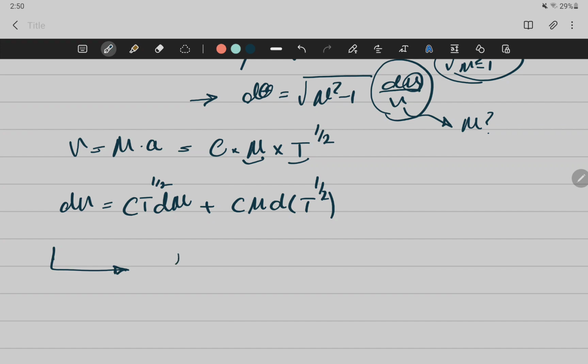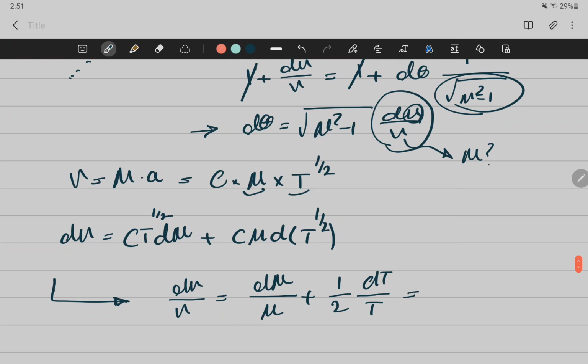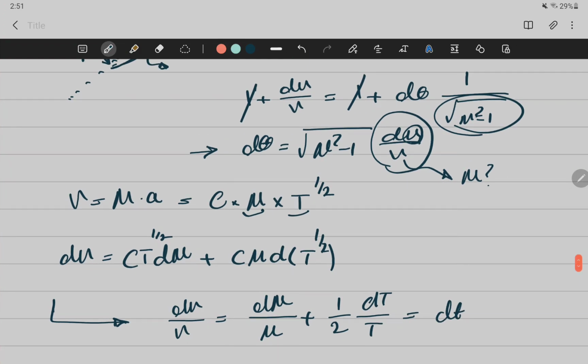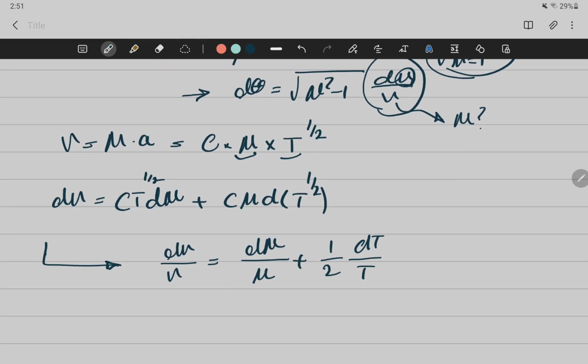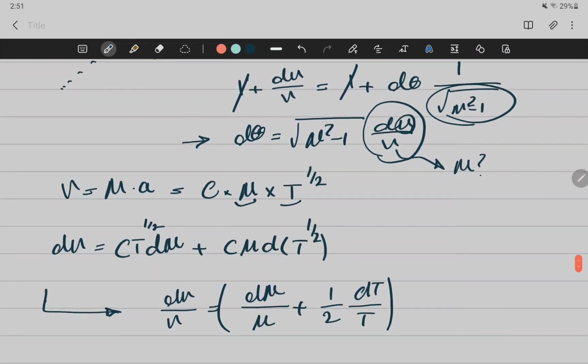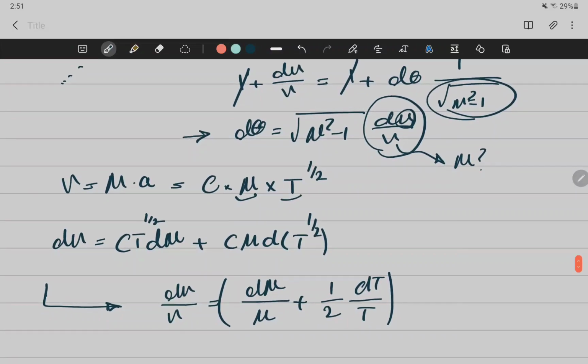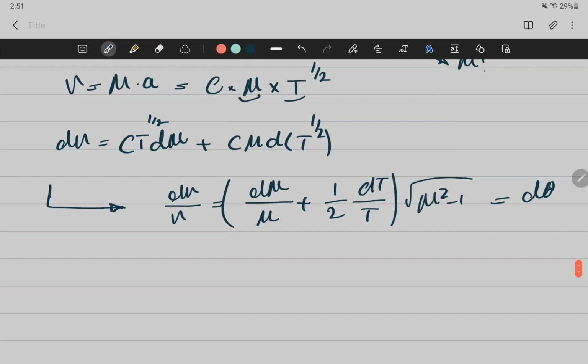So eventually you can rewrite dV by velocity as dM divided by M plus 1/2 of dT divided by T, which is going to be equal to d theta, right? And if you multiply this whole thing by, what was this, the square root of M squared minus 1, it is going to be equal to d theta. So this is the equation we have so far.